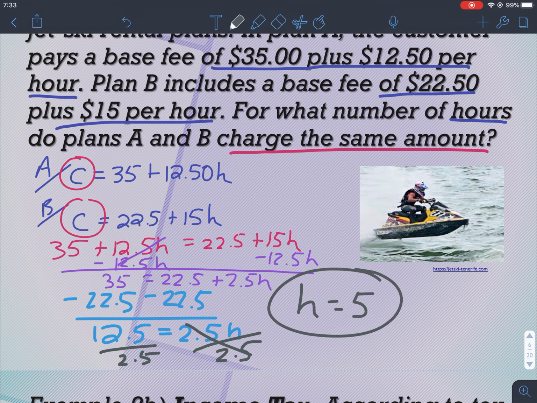So what this means is you can ride the jet ski for 5 hours and it would not matter which plan you would choose. If it was less than 5 hours, I think that probably plan B would be the better choice.